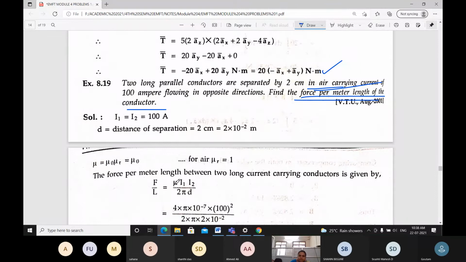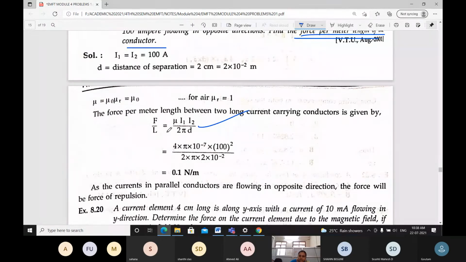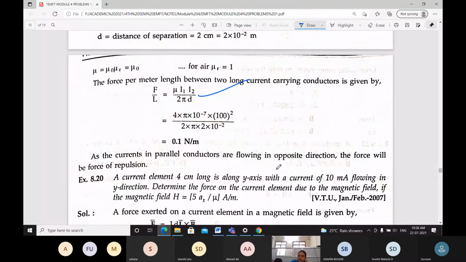That is equal to mu I1 I2 divided by 2 pi d. This is the direct equation, just substitute here. For mu, that is 4 pi into 10 to the minus 7, then I1 I2 divided by 2 pi d. Then we get 0.1 Newton per meter. As the currents in the parallel conductors are flowing in opposite directions, the force will be a force of repulsion, between the two parallel conductors.